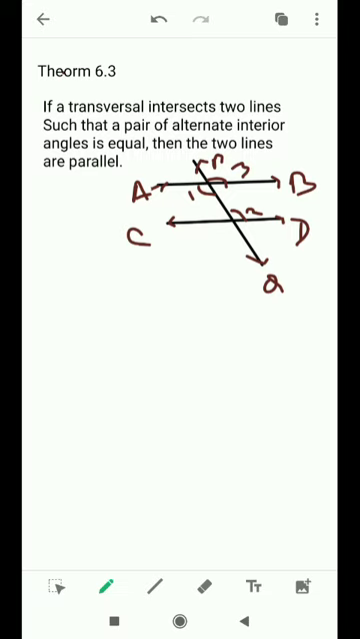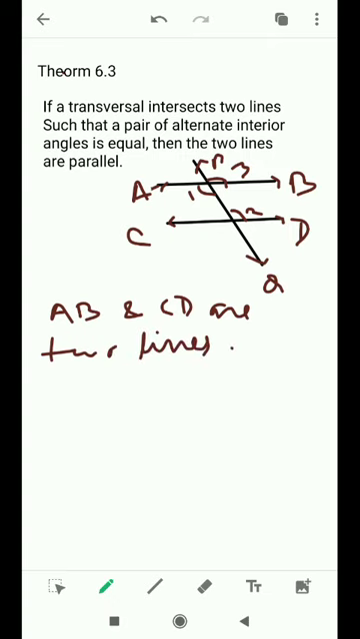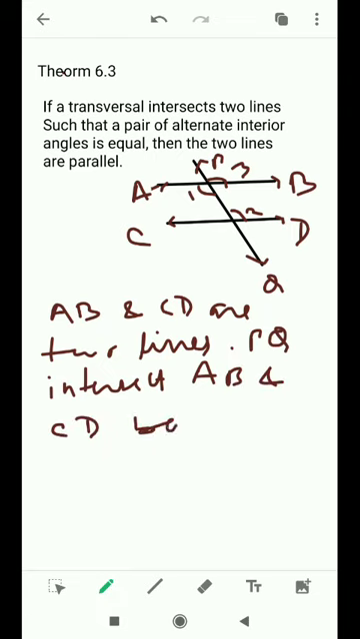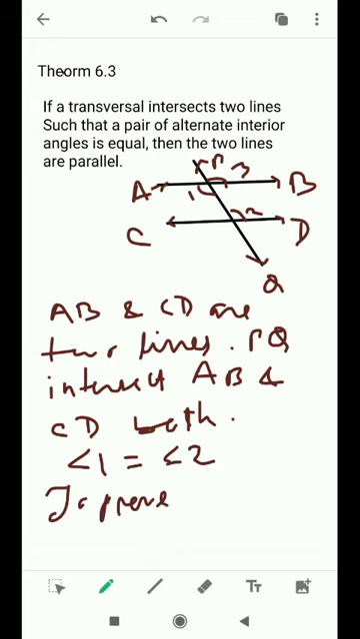So first we will write that AB and CD are two lines, PQ intersects AB and CD, and angle 1 equal to angle 2 is given, that is alternate interior angles, and we have to prove AB is parallel to CD.